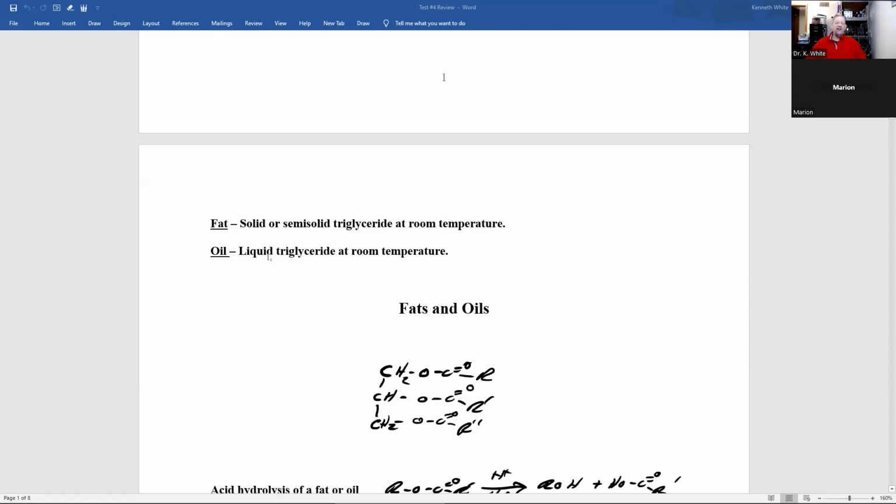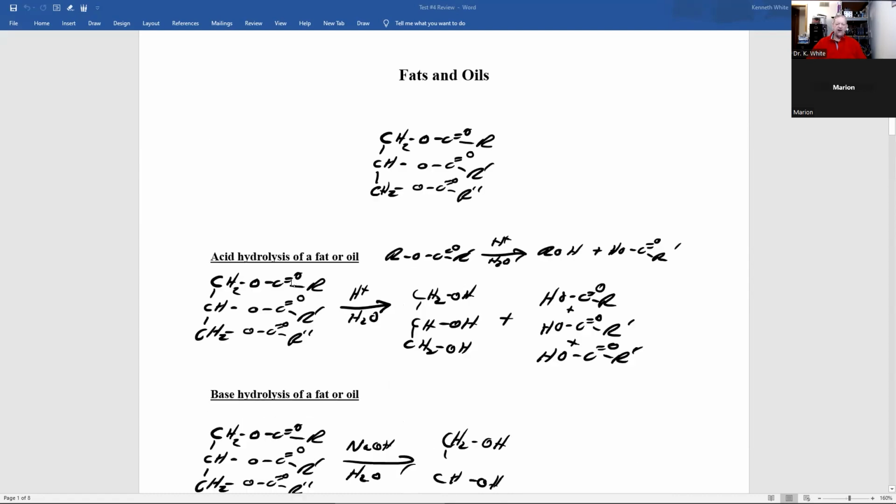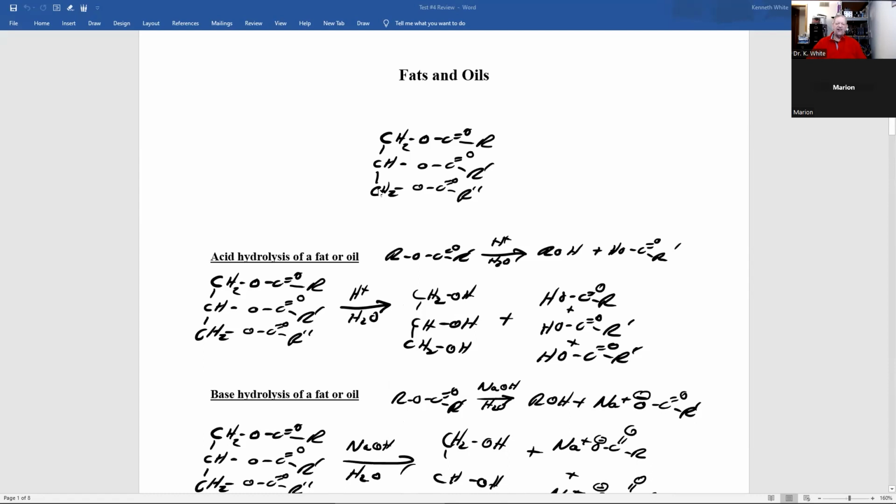Now, what's a fat? You should know that's a solid or semi-solid triglyceride at room temperature. What's an oil? You should know that's a liquid triglyceride at room temperature. Again, fat, solid or semi-solid triglyceride at room temperature; oil, liquid triglyceride at room temperature. Now, the general structure you should know of any fat or oil is this. It's a triester. Ester number 1, ester number 2, ester number 3.